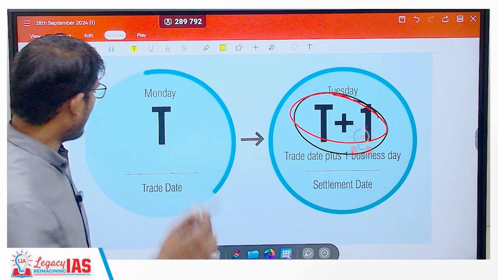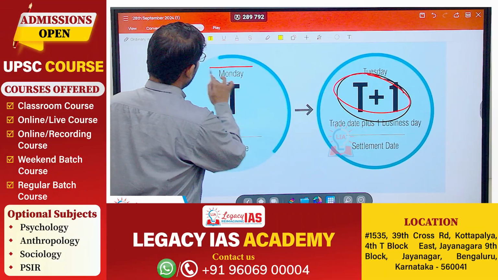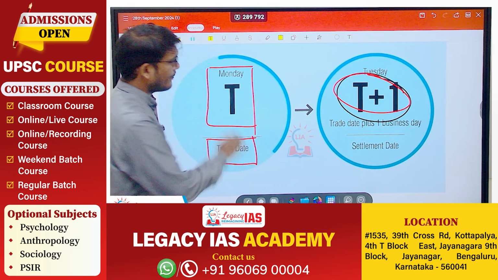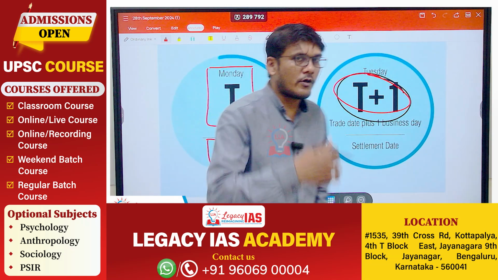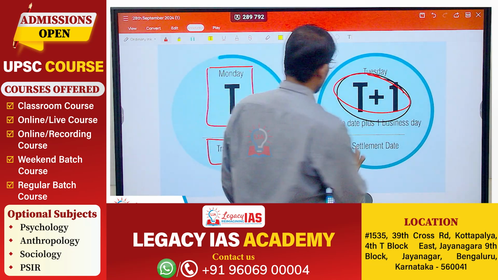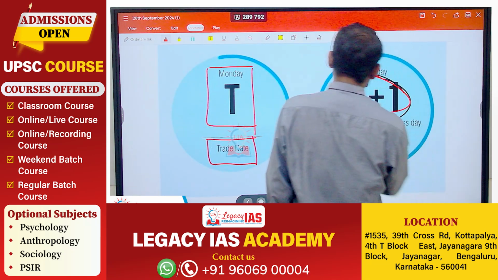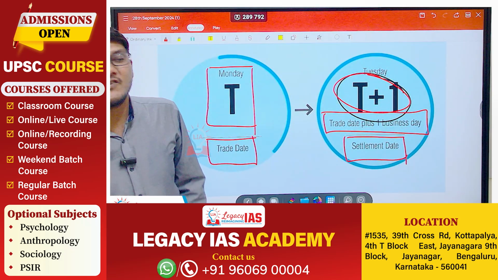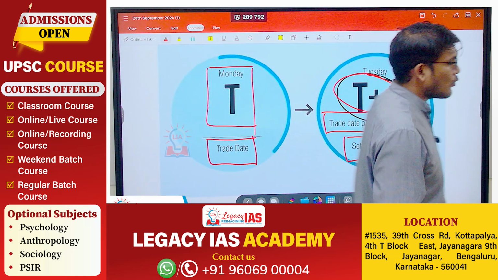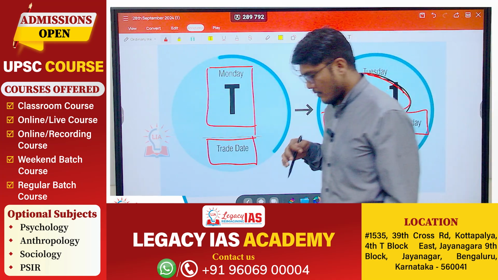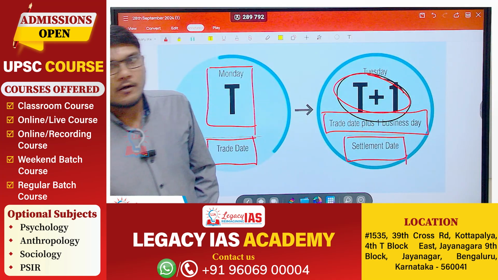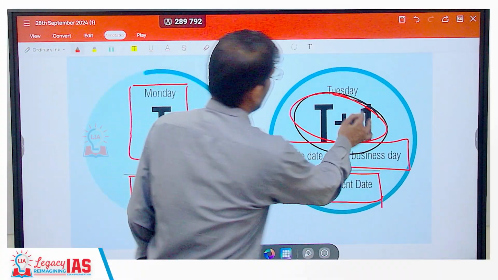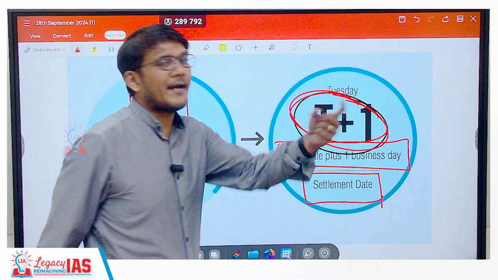So what is T+1 trading? On Monday, the day you traded, this is your trade date. Your trade will get executed and the money you will get back on the settlement date, which is trade plus 1 business day. So if you do it on a Friday, you will get it on a Monday, at the end of Monday. You will not get it on Saturday or Sunday because it is 1 business day. This is known as T+1 because 1 additional business day is required.